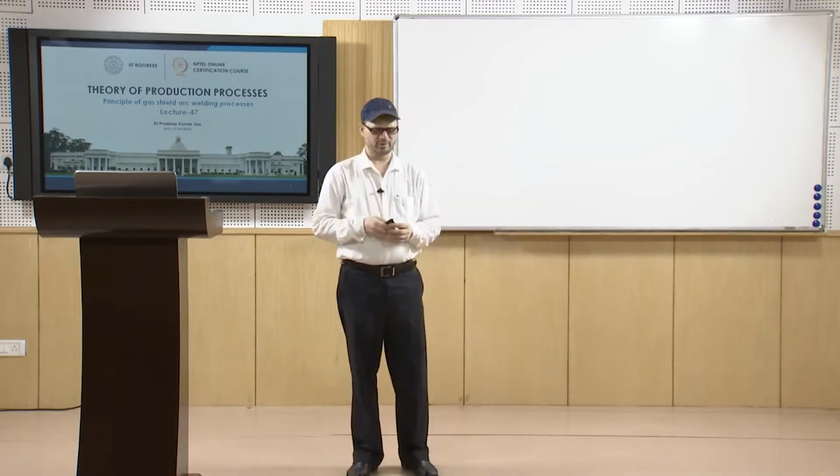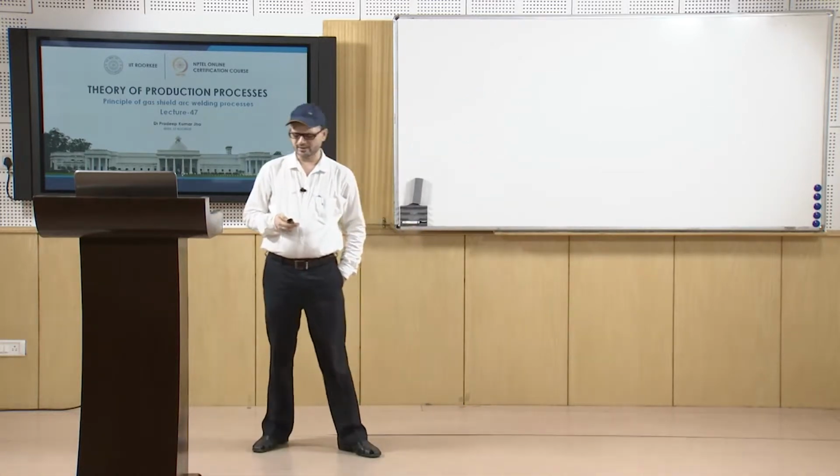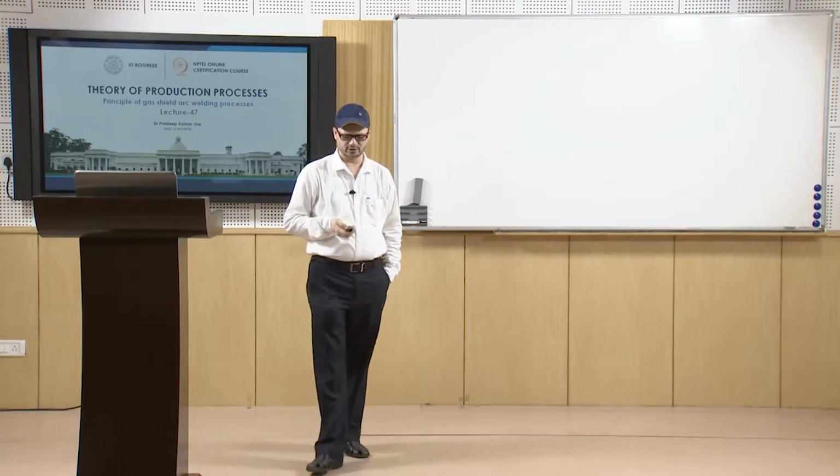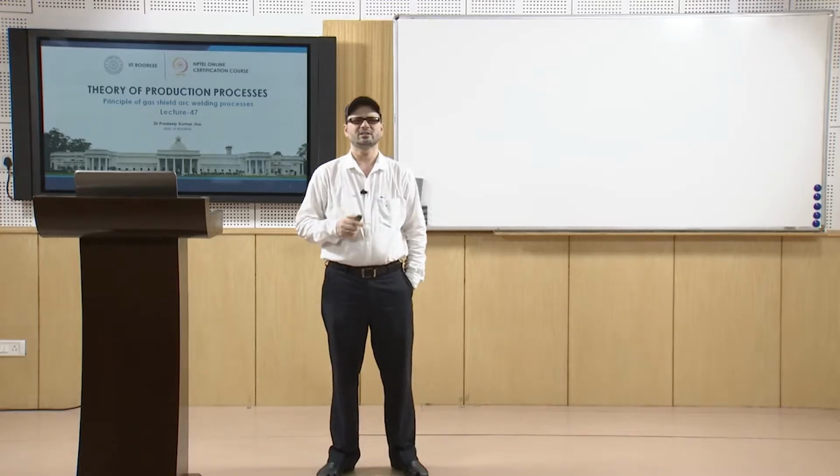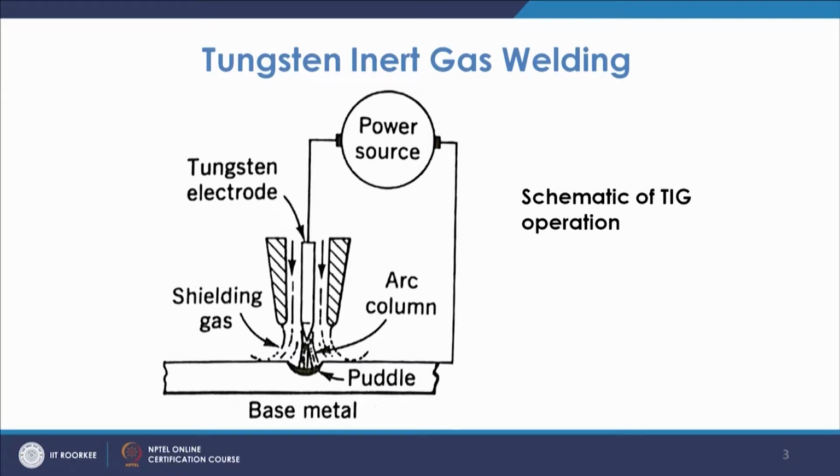Now, coming to the varieties of gas arc welding processes, the most popular is tungsten inert gas welding. It is also known as the TIG process. Either we call it GTAW, gas tungsten arc welding, or tungsten inert gas welding process. In the schematic of this process, you have the tungsten electrode which is used only to create the arc.